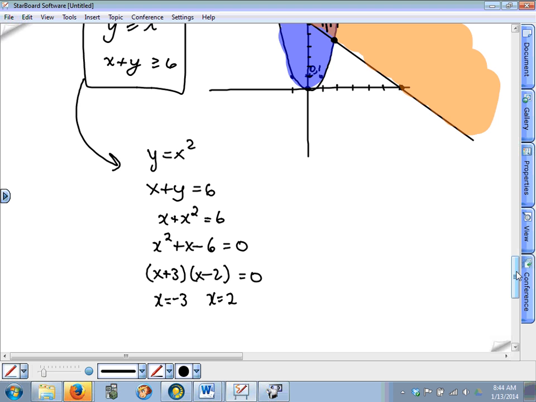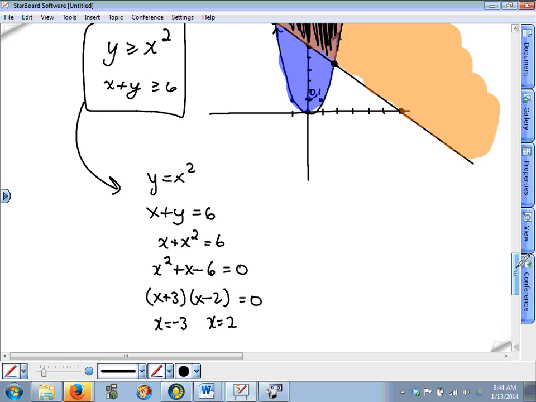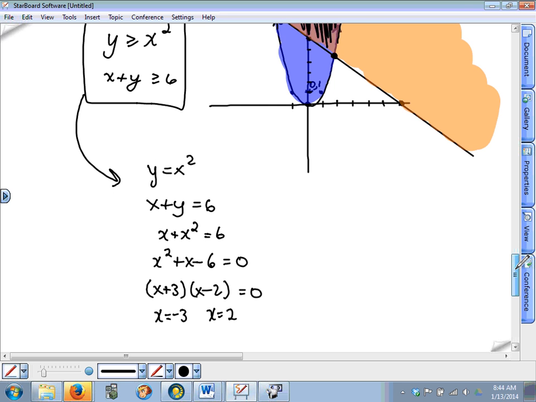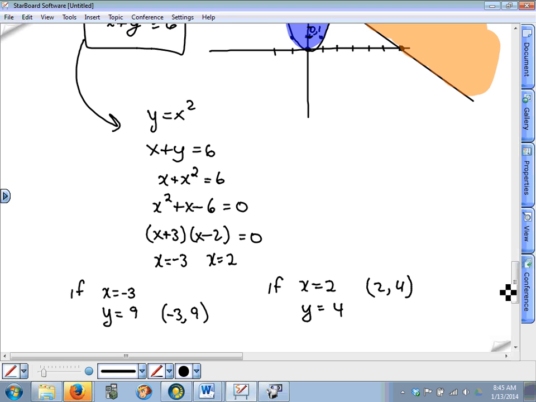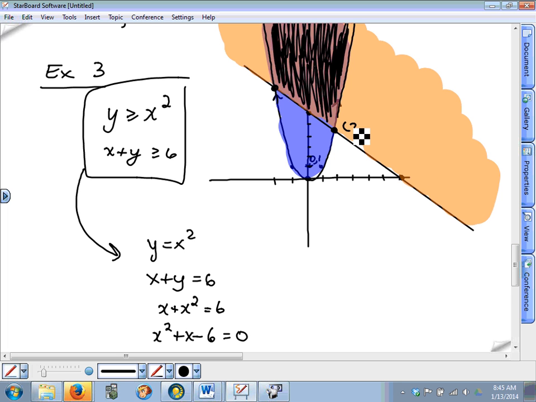Now, you always ought to double check your graph. Do these look like about the x values we should have? Negative 3 and positive 2. Right? Positive 2 right here, negative 3 is about that intersection point, so that seems pretty reasonable. What we got to find now are the y values. If x equals negative 3, y is equal to x squared, so y would have to equal 9. So one of your intersection points is negative 3 comma 9. And if x equals 2, then y equals 4. So the other intersection point is 2 comma 4.